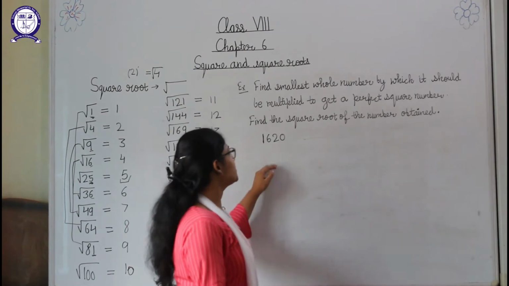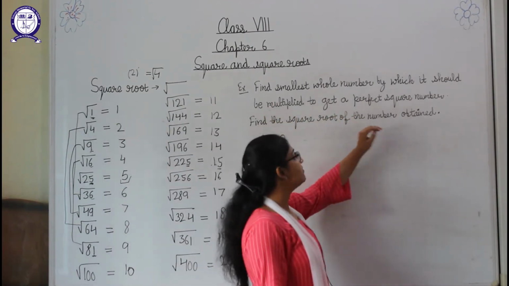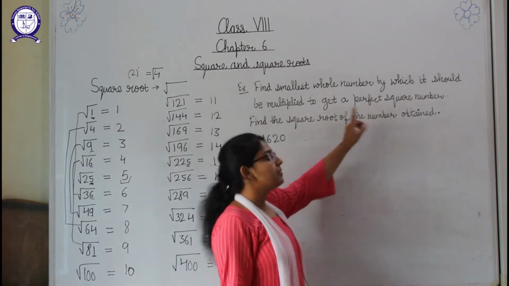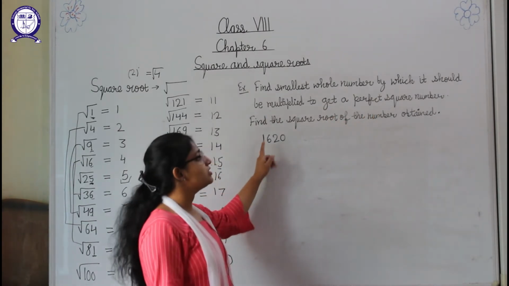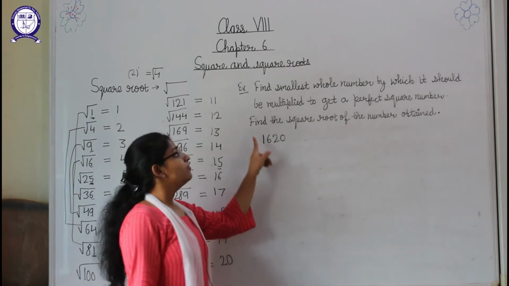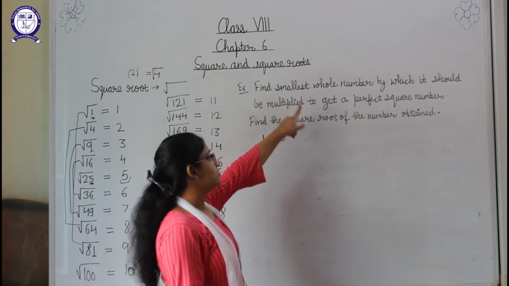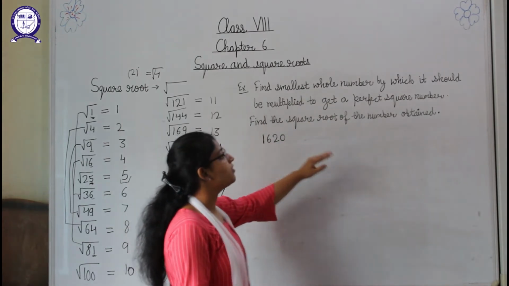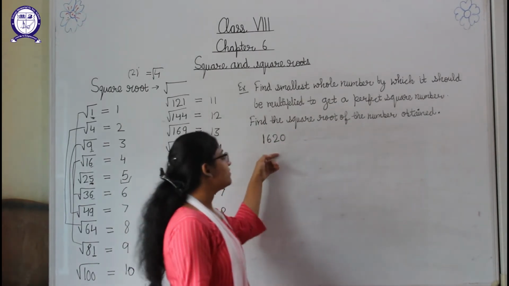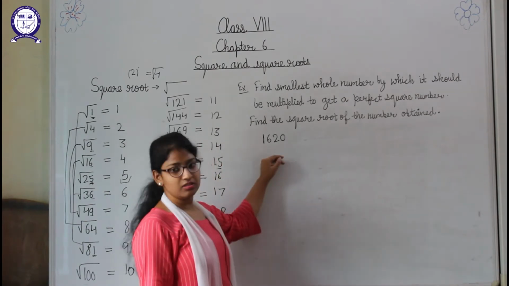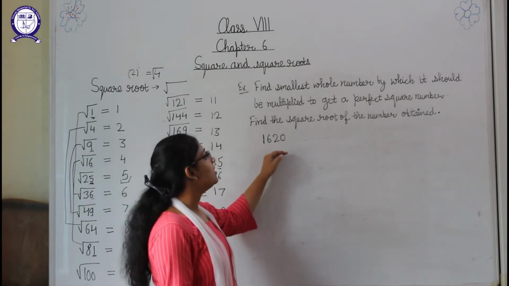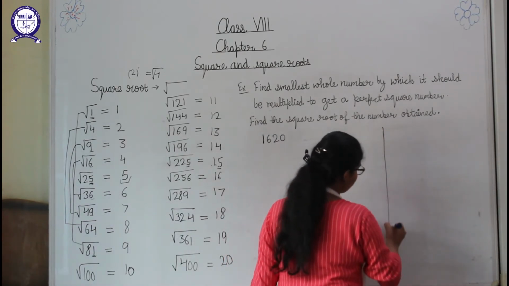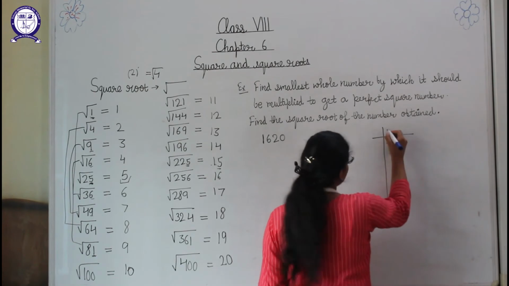Now students, the next question is to find the smallest whole number by which it should be multiplied to get a perfect square number. It means whatever number is given to us, it is not a perfect square. We have to multiply it by the smallest whole number so that we can get a perfect square. This is not a perfect square, so to find what we should multiply, we will find the prime factors of it. And how will we find the prime factors? Like this only.